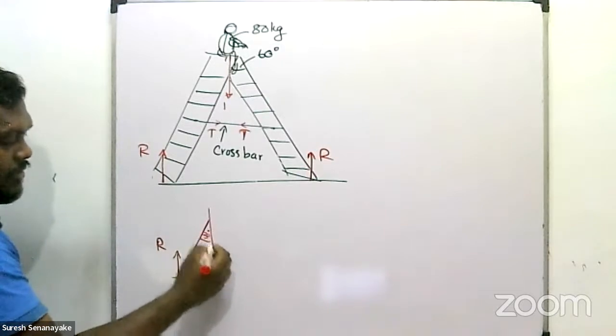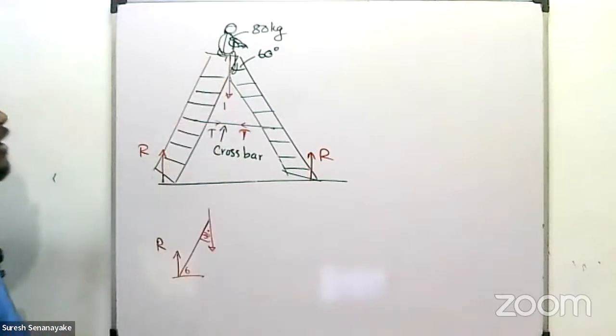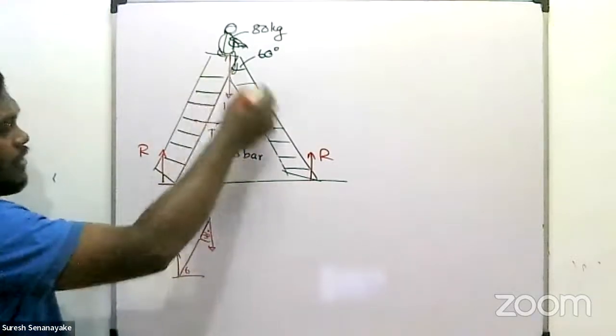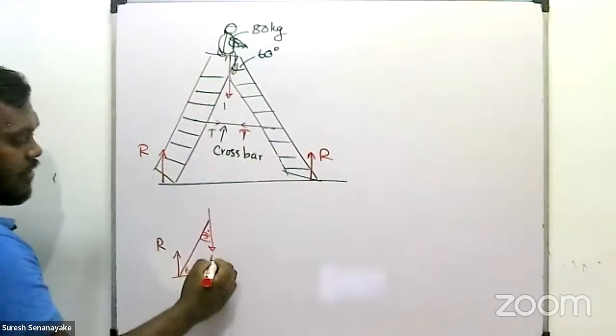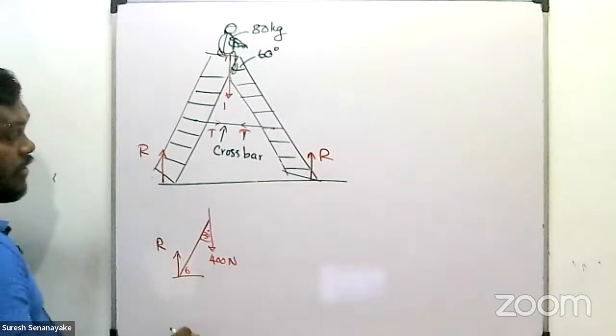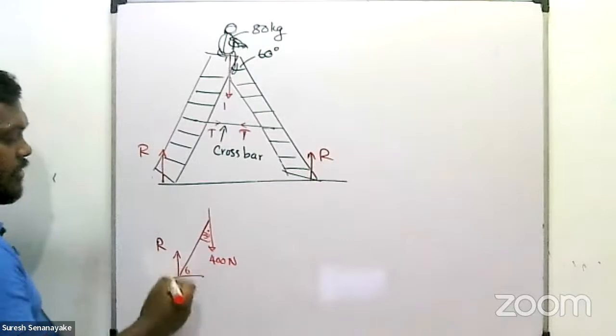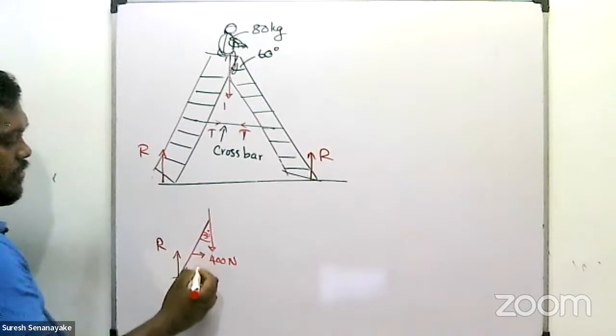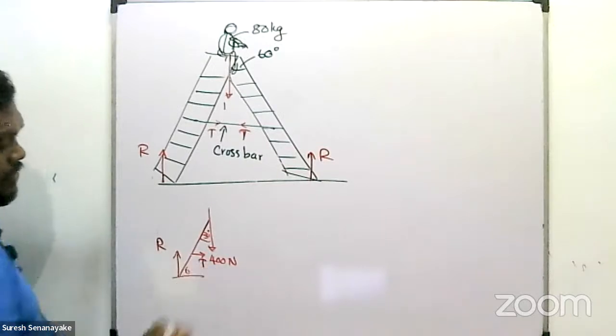And the force acting on this man is half of the weight on each side. So we can consider 400 Newton. 80 kilogram, so 800 Newton, so 400 to this side. And the tension at this middle, say T.